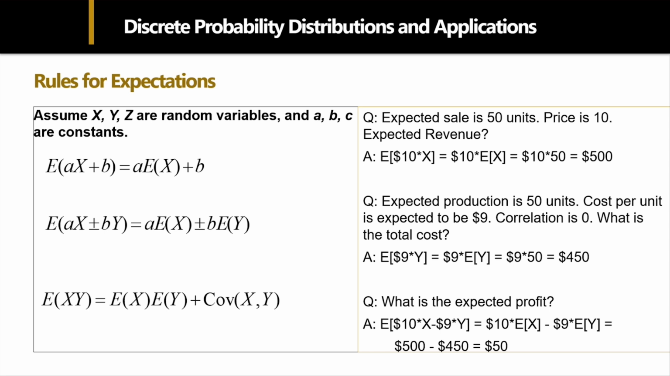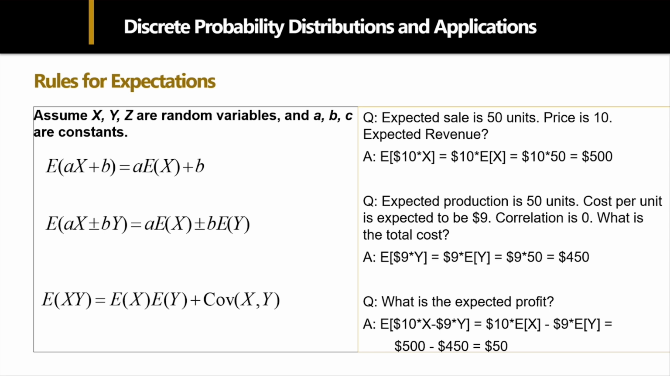There are a couple of very handy properties of expectations and variance. Let's assume that X and Y are random variables and they have constants, A and B. So the expectation of a constant A multiplied by X plus B can be transformed into just A times the expectation of X plus that constant B.